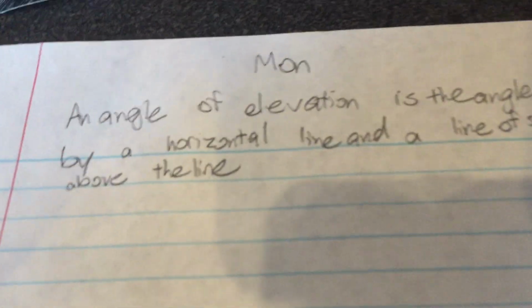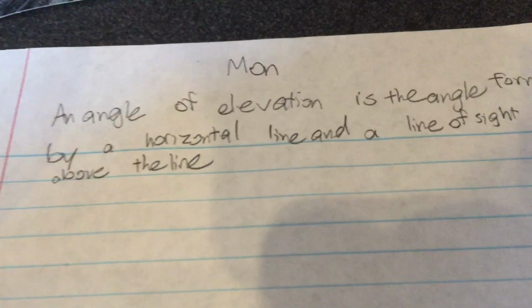So an angle of elevation is the angle formed by a horizontal line and a line of sight to a point above the line. Okay, so you should copy that down and highlight and stuff.